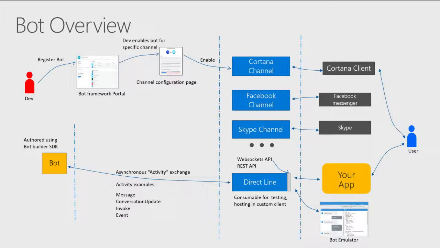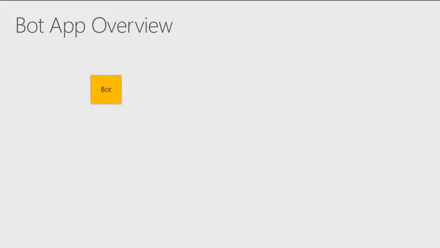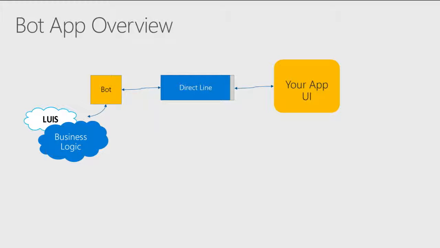So let's take a deeper look into that. So you have your bot, and it has its own logic. It uses language understanding, for example, LUIS. It has your own business logic for doing custom actions and for data retrieval, for example. And you connect your bot over Direct Line to your application. And this application is where you do your custom UI experience.